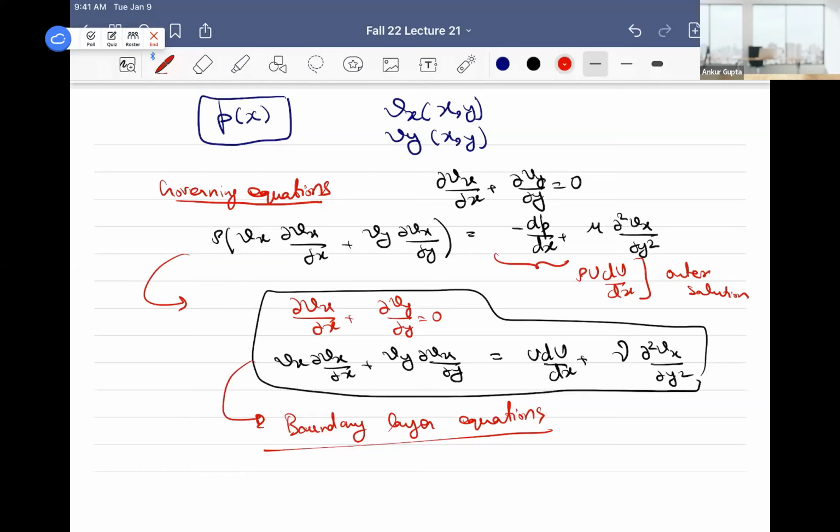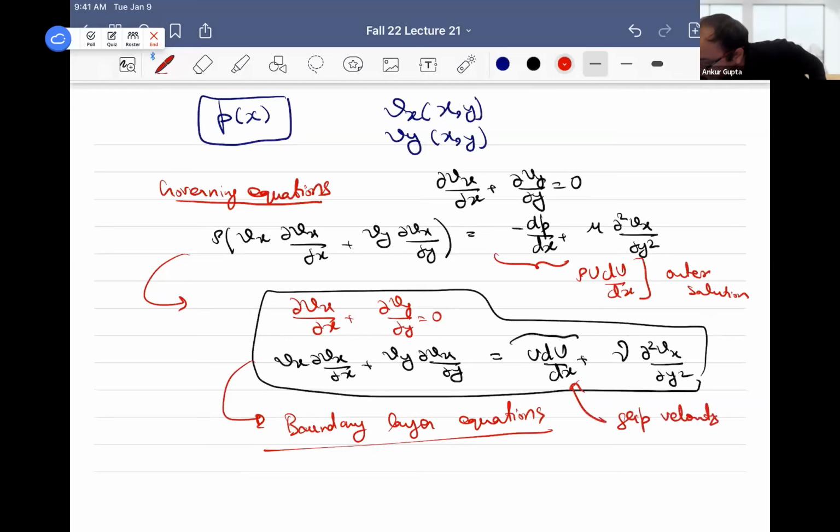Okay. So what have we done? We first did the order of magnitude analysis and said P is only a function of x, but because of matching, we got the rho u du/dx. So this is a slip velocity. This is essentially the slip velocity entering here.